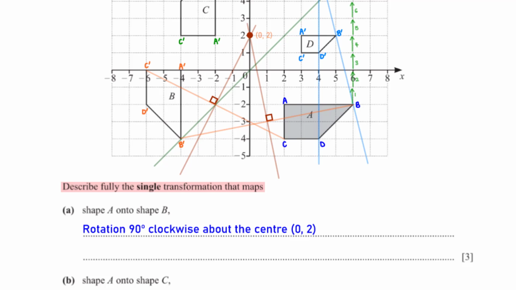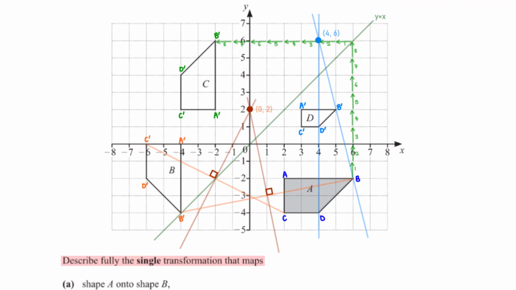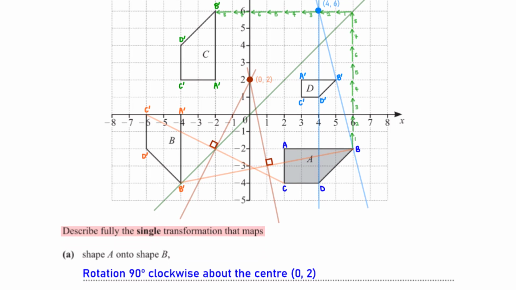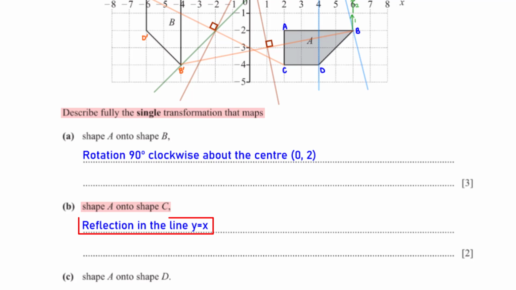Describe fully the single transformation that maps shape A onto shape C. When we look at shape A and shape C, they have the same size, but their orientation is different, which means the transformation is either a reflection or a rotation. In this case, we see that shape C is a mirror image of shape A in the line y equals x. And so the full description for the transformation is reflection in the line y equals x.